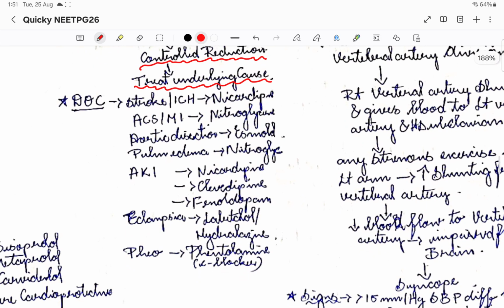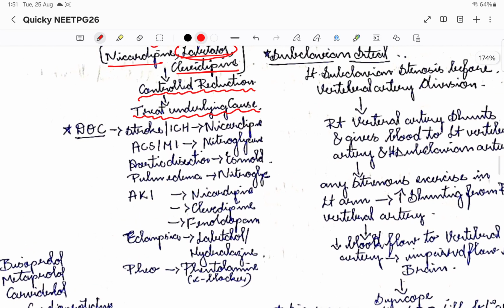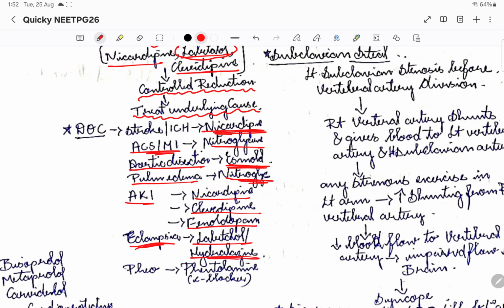Okay, so I told you, right, labetalol, nicardipine and clevidipine are used based on that particular underlying disease. For stroke and intracranial hemorrhage, we use nicardipine. For ACS and MI, nitroglycerin is what is used. Dissection, it is going to be esmolol. Okay, so beta blocker can be used, right? Then pulmonary edema, nitroglycerin is used. AKI, nicardipine, clevidipine is used. And also fenoldopam. Then coming to eclampsia, it is going to be labetalol or hydralazine that we will use.